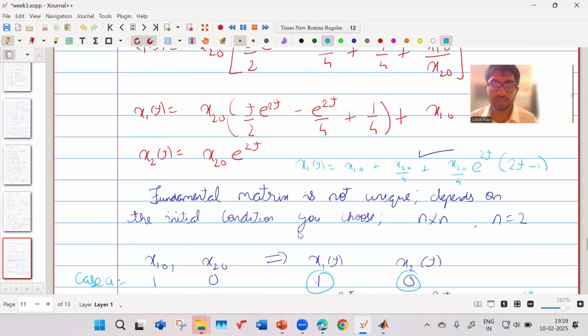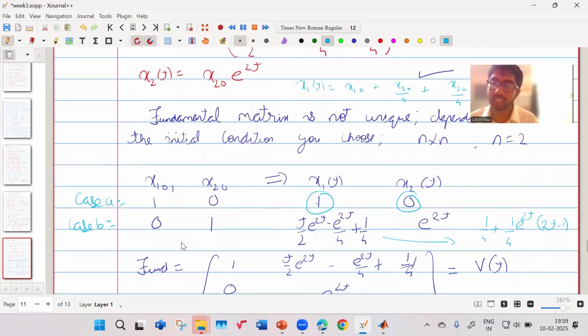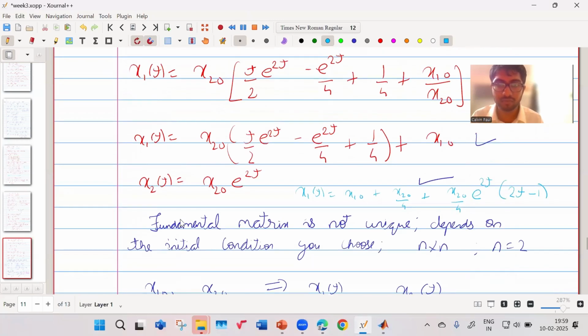Then we have to find the fundamental matrix. Although the fundamental matrix is not unique, it depends on the initial condition I choose. I chose these initial conditions because it is 0. But probably you might have to choose good initial conditions such that you can cancel out something. All those things could be there, so you have to be careful. There can be ways to get a simpler expression.